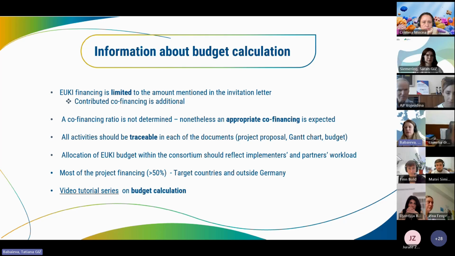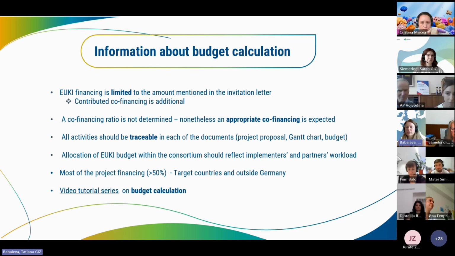For implementers or their partners from Northern or Western EU member states, the expected co-financing rate is usually a multiplier of that number. Please make sure that the project proposal, the Gantt chart, Annex A, and the financial plan or budget are in line. The foremost means that all activities are traceable in each of the documents. Please also check whether the project start in the invitation letter has changed compared to the desired project start in the outline of the project.